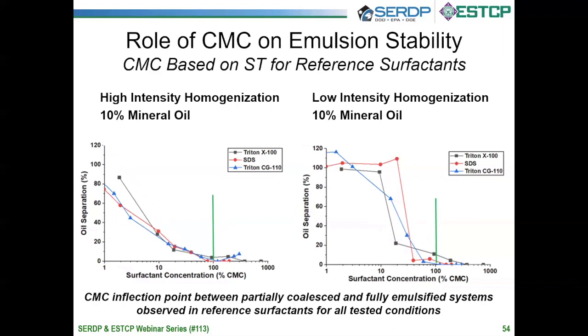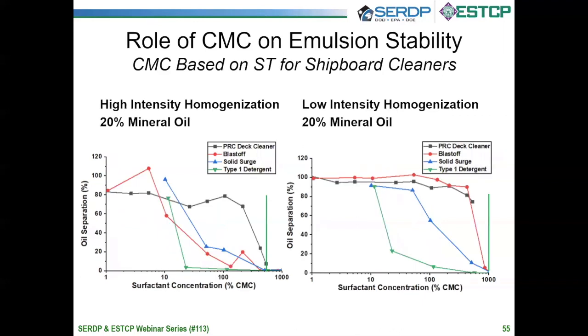Now, this is only for reference surfactants, so we were curious if this trend would also hold for our commercial cleaners. These cleaners were selected based on having the widest range of experimental parameters in terms of CMC and interfacial tension. So we wanted to make sure that we tested a wide variety of cleaners and how they behave, to see if this particular metric would be appropriate for determining emulsification and how easily emulsified the system would be.